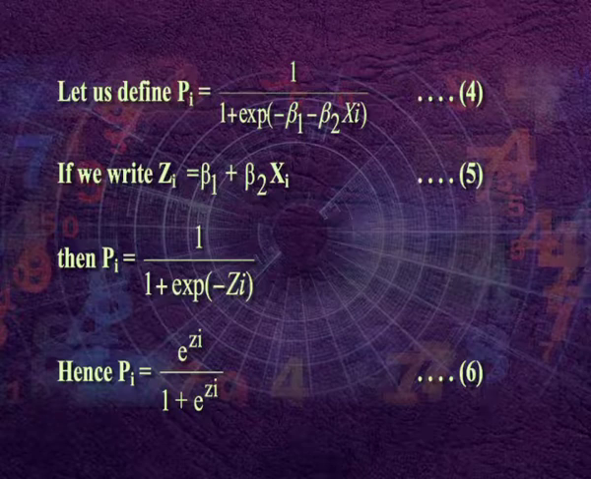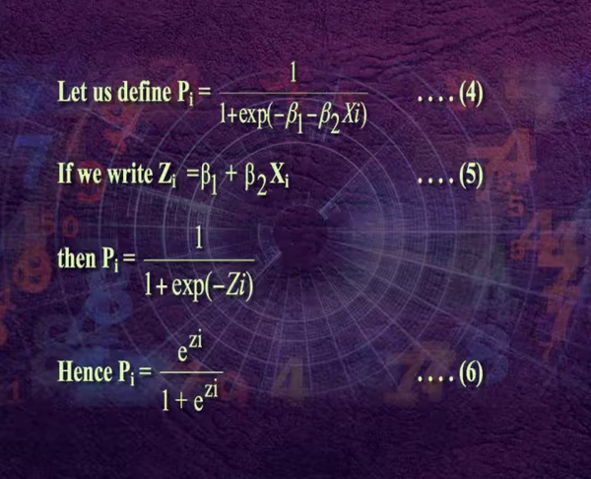If we write zi equal to beta 1 plus beta 2 xi, we denote it as equation number 5, then we get pi equal to 1 upon 1 plus exponential minus zi. Hence, pi equal to exponential zi divided by 1 plus exponential zi. We denote it as equation number 6. Equation 6 is called the CDF of the logistic distribution, that is, the logistic distribution function. Note that as zi ranges from minus infinity to plus infinity, pi ranges between 0 and 1, and pi is non-linearly related to zi and hence to xi. This partially solves the problem found in LPM.